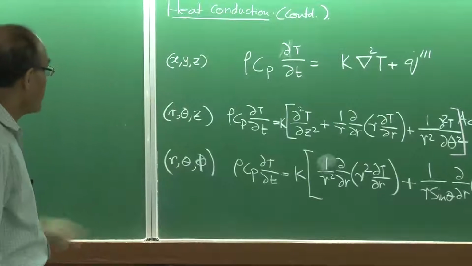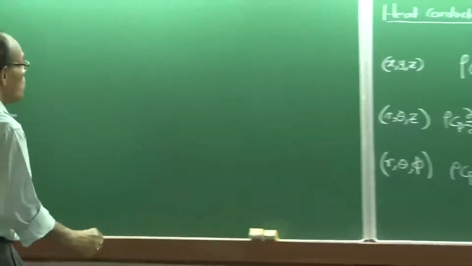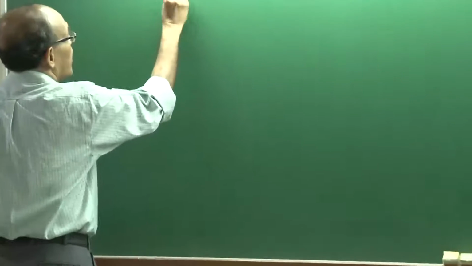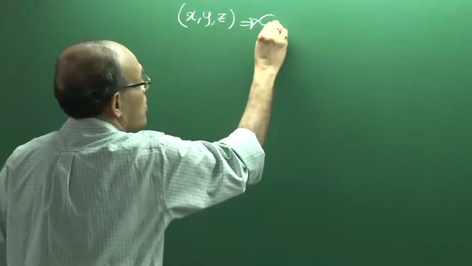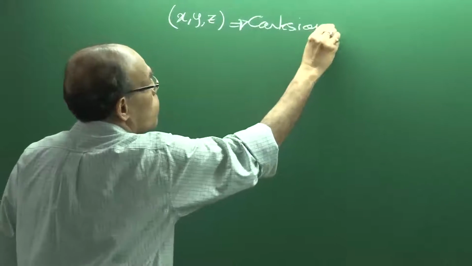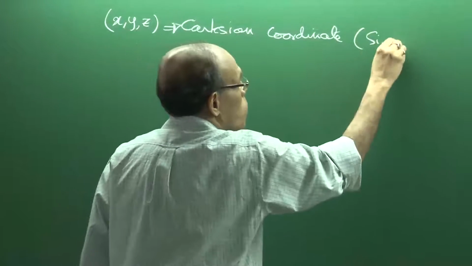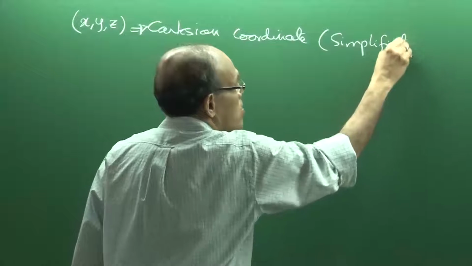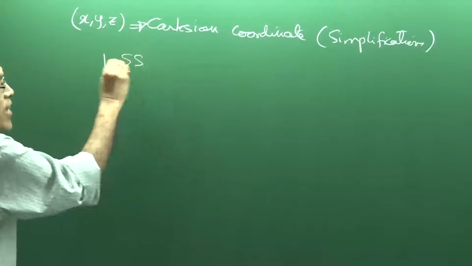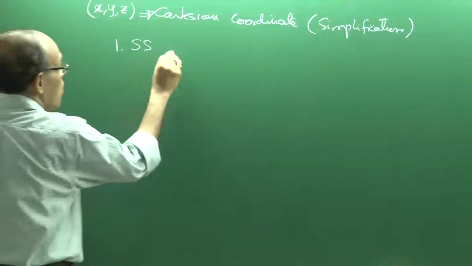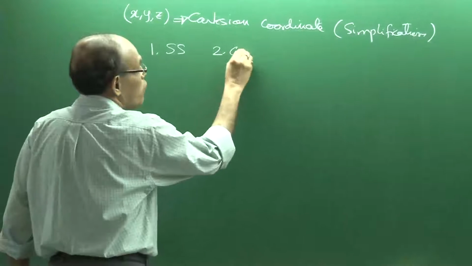So, let us look at the simplification of the Cartesian coordinate system problem. We go back to the left side of the board and say we have x, y and z. Cartesian coordinate simplification. And these are the simplifications, as I said. Number one, I am writing in brief, steady state. All the problems that I am going to discuss and we are going to solve in tutorials are going to be with constant thermophysical property.